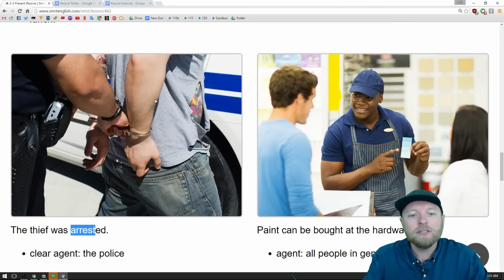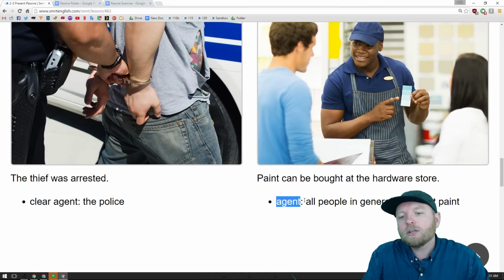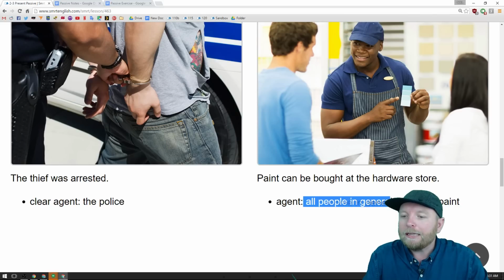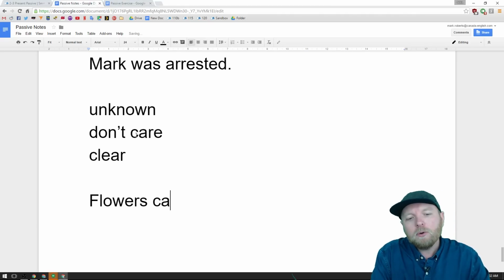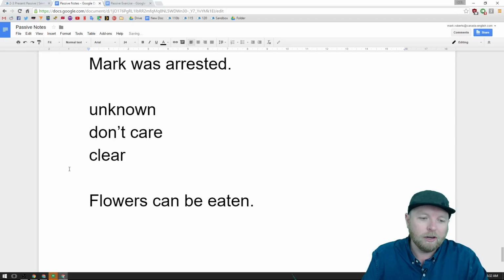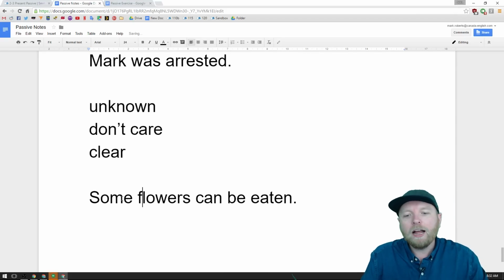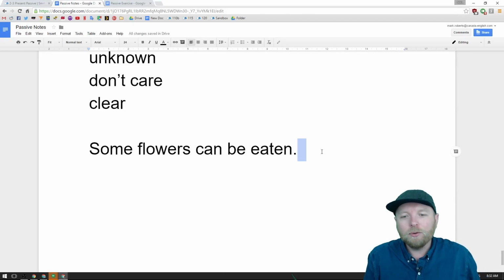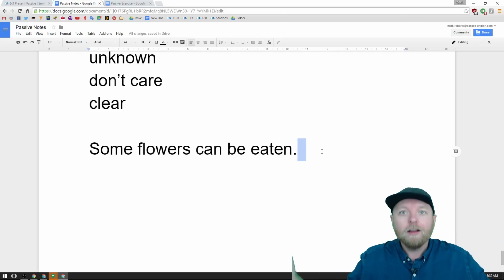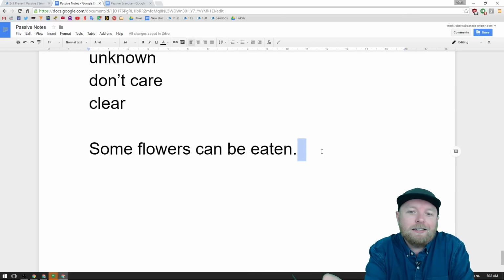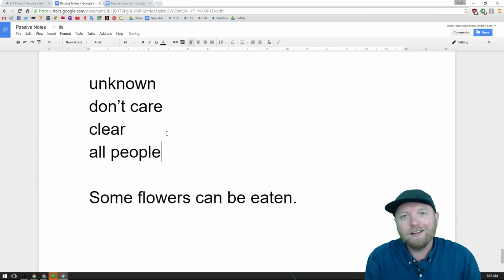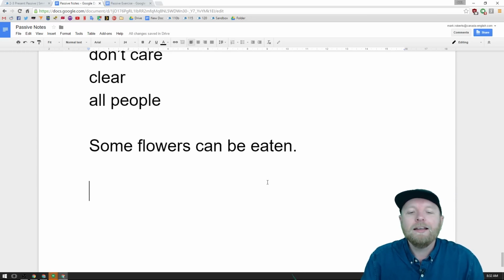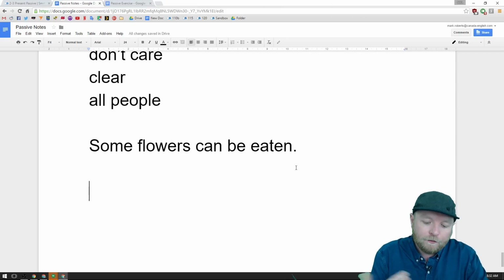And what's the last reason? Well, sometimes the agent means all people in general, right? Like what do you mean? Example, flowers can be eaten. Well, some flowers can be eaten, right? Well, who eats it? People. Of course, it's all people. So sometimes the agent means all people. Okay? All right. Now, let's look at some form here.